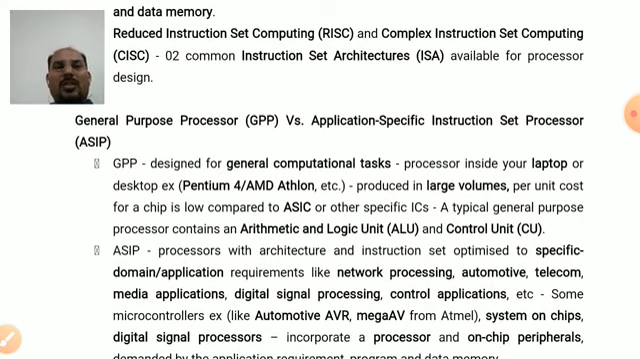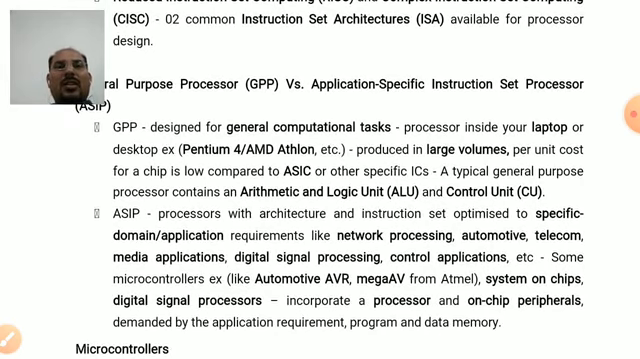General purpose processors were designed for general computational tasks. For example, the processor present in a desktop PC or laptop, such as Pentium 4 or AMD Athlon, are examples of GPP. These are produced in large volumes, and the per unit cost for a chip is low compared to application specific integrated circuits. The general purpose processor contains an arithmetic and logic unit and the control unit.